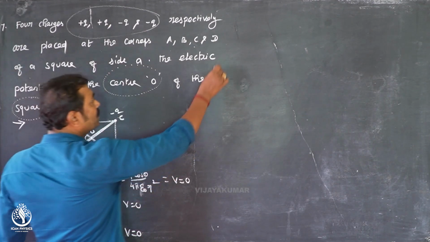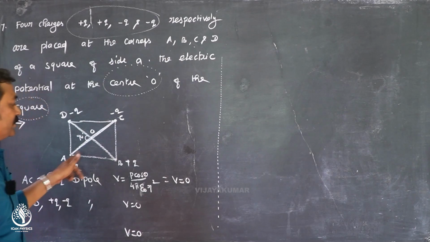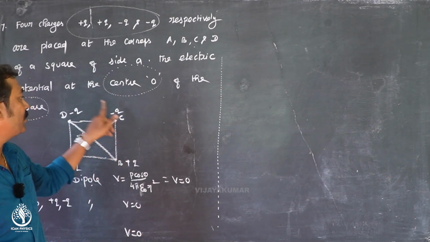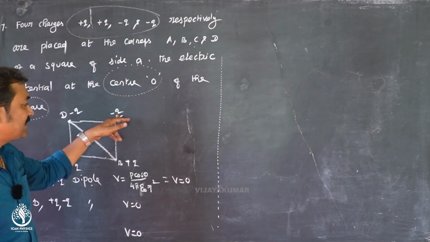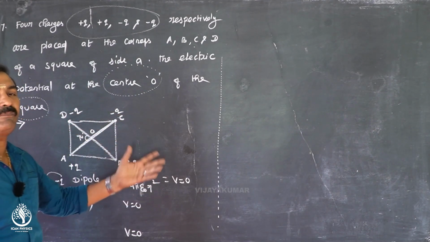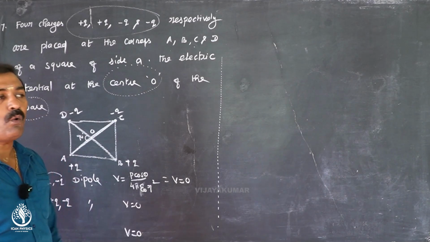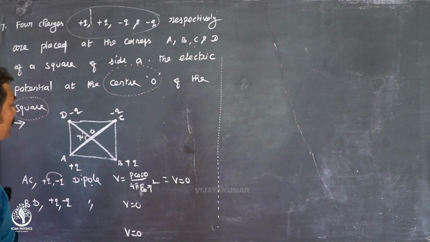Okay, the same question may be asked with +Q, +2Q, +3Q, +4Q or -Q, -3Q, -4Q. Like that, when they are asking like that, then here is how we can solve the problem.